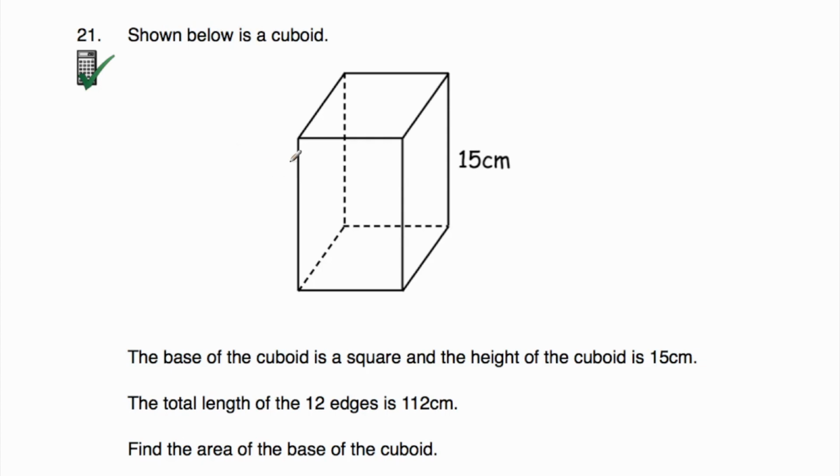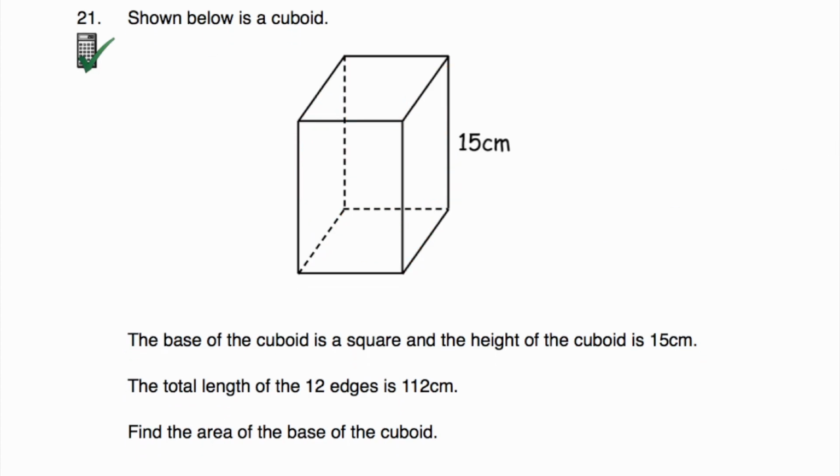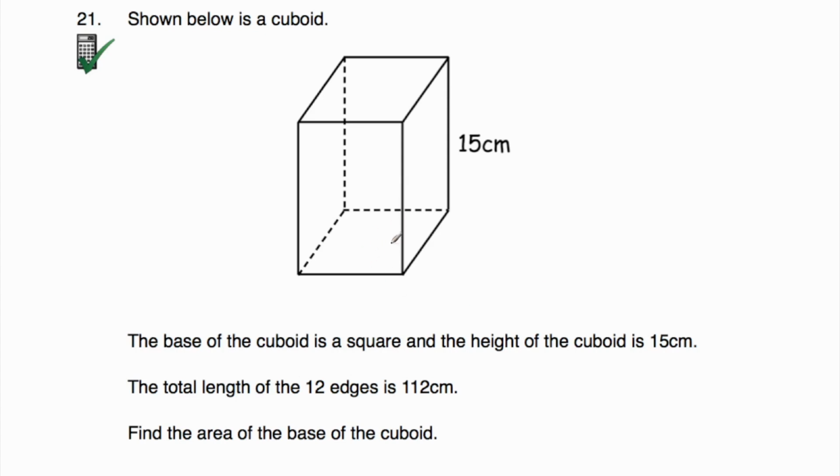And we're told the total length of the 12 edges. A cuboid has 12 edges. 1, 2, 3, 4. And then we've got 4 vertical ones. 1, 2, 3, 4. And 4 more edges at the base. 1, 2, 3, 4. So it's going to be 12. 4 plus 4 plus 4 is 12. So the total length of the 12 edges is 112 centimetres. So we've got the length of all of those edges. And we've been asked to find the area of the base of the cuboid.